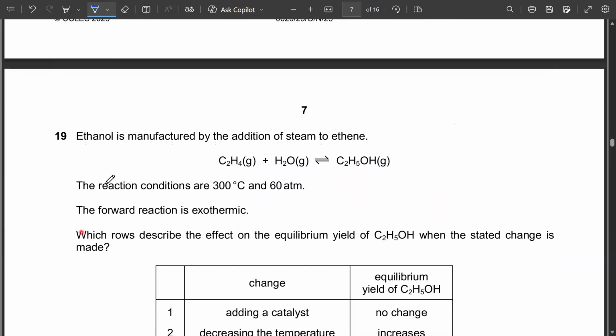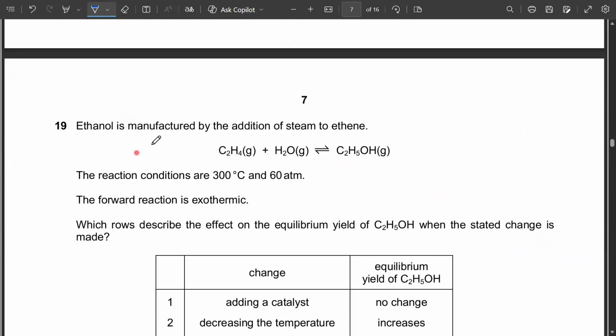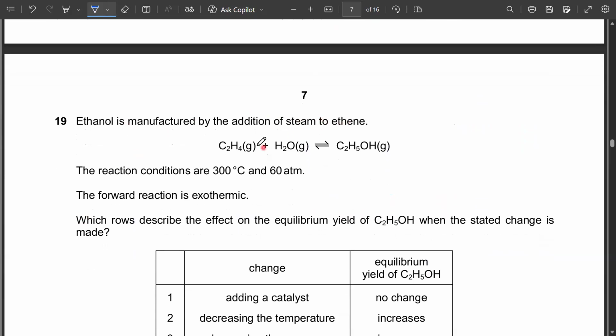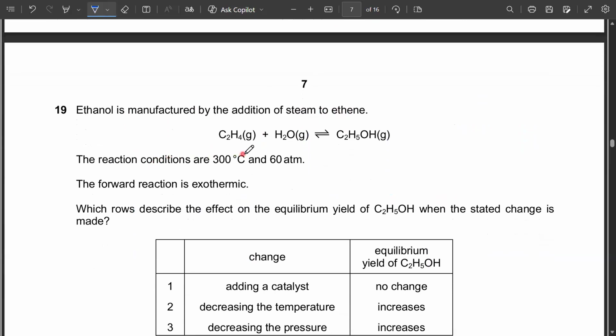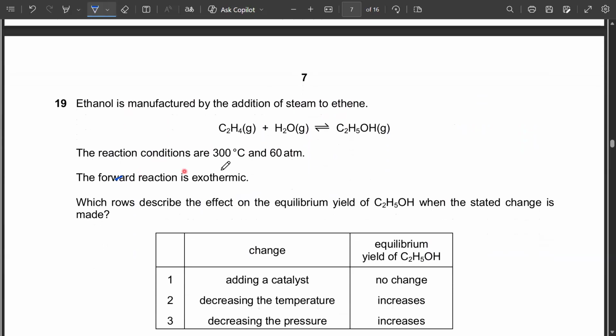Then next question 19. Ethanol is manufactured by the addition of steam to ethene. The reaction conditions are 300 degrees centigrade and 60 atm. The forward reaction is exothermic. Which rows describe the effect on the equilibrium yield of ethanol when the state change is made? So we must relate the conditions required for the equilibrium reaction.